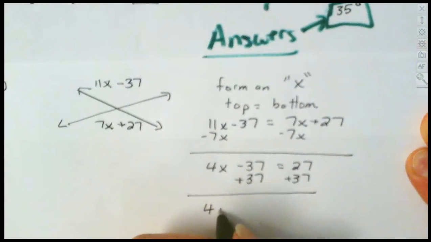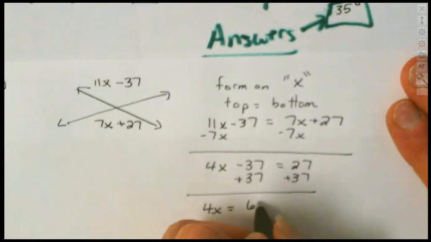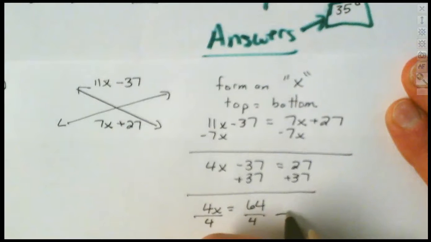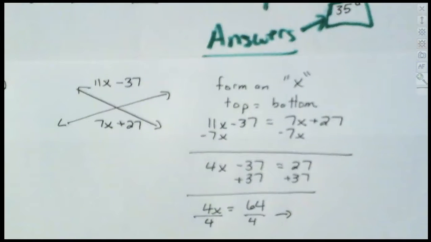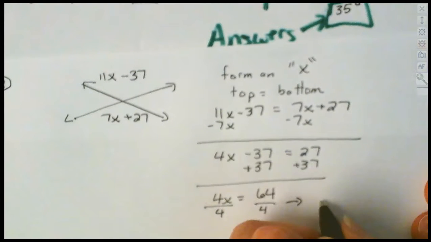So we're going to go ahead and add that 37 to both sides. And that gives us 4x now equals, when we add these together, 27 and 37, our 64. We'll divide by our 4. And now we've got not our answer, we've got part of it. We've got that 64. We're going to divide it by 4. And that then gives us x equals 16.